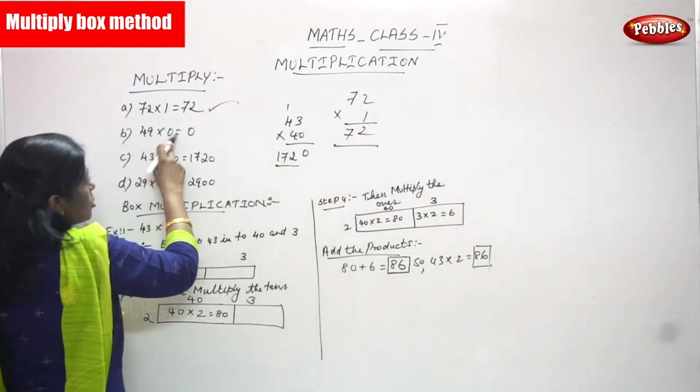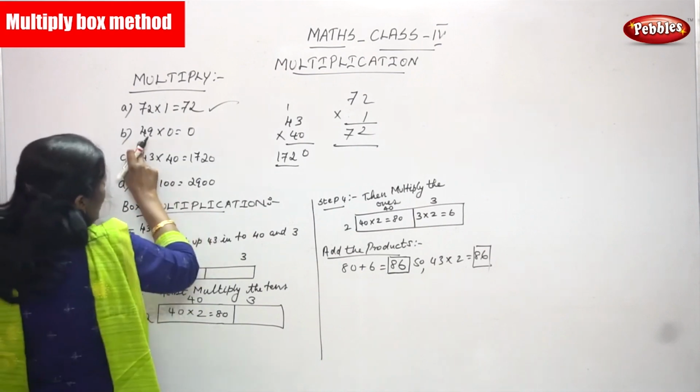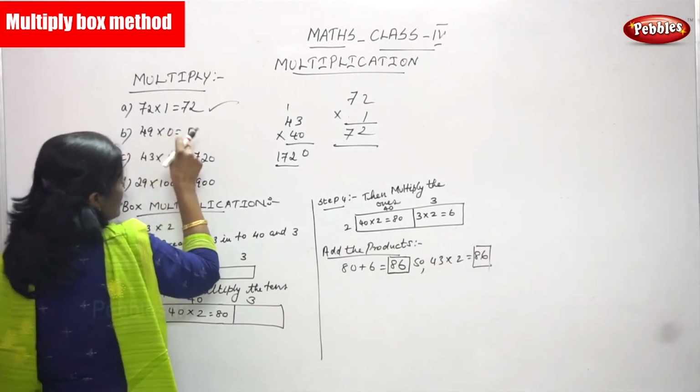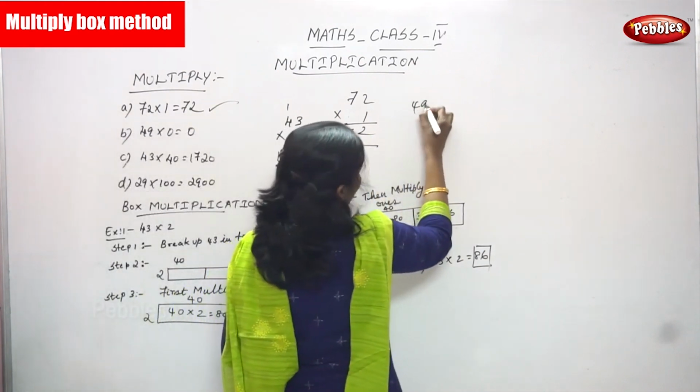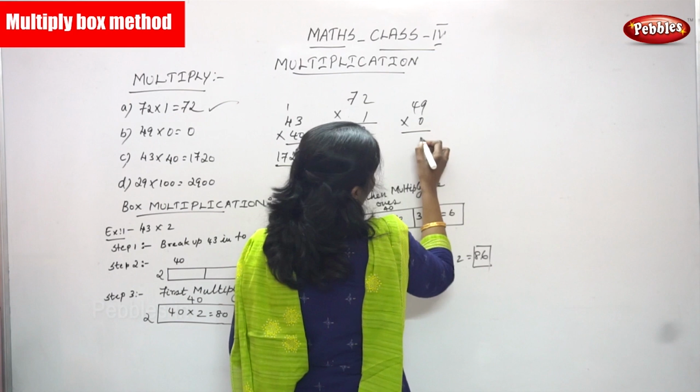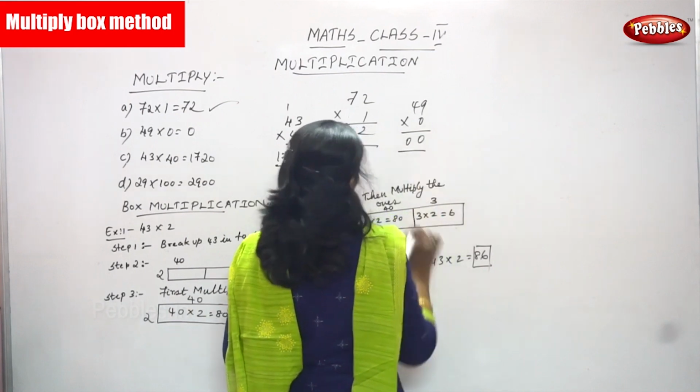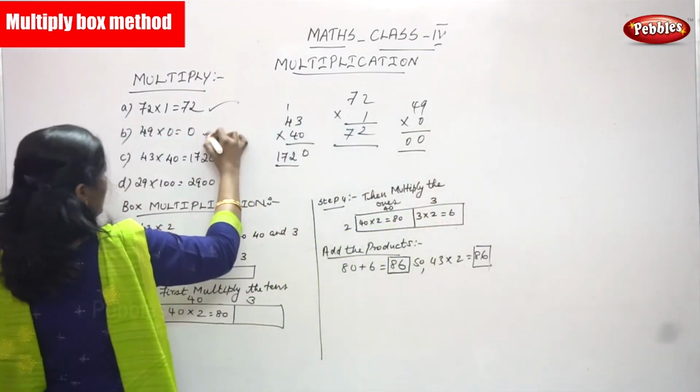Next, 49 into 0, rule 2 is applicable. Any number multiplied by 0, you get 0 as the product. So 49 into 0, you get what? 0. 9 into 0 is 0, 4 into 0 is 0. So what is the answer? 0. Rule 2 is applicable here.